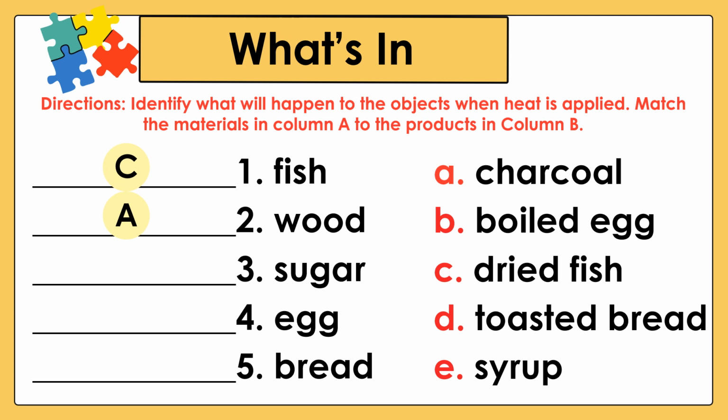Number 3. Sugar. The correct answer is E. Syrup. Number 4. Egg. The answer is boiled egg, letter B. And number 5, bread. The answer is letter D, toasted bread. Good job, kids!